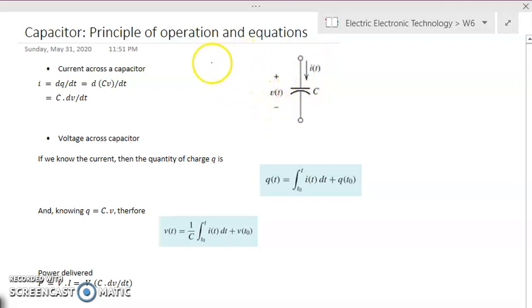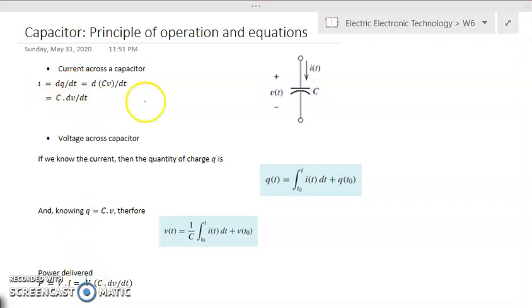or U(t). So the current across the capacitor can be identified in general as the quantity of charges that circulates over time. So I equals dq over dt.